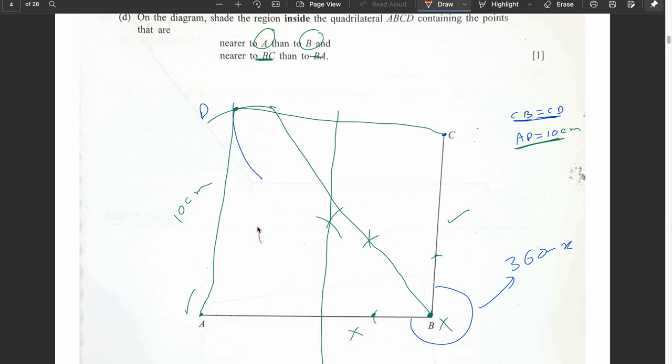Let me write 1, 2, 3, 4, so it is easy for you to answer. Which region should be shaded? Yes, this second one. Nearer to A than B is 1 and 2 both, and nearer to BC than BA, so nearer to BC is 3 and 2 both. So 2 is the only one which satisfies both of the statements. So this is the region you'll shade.